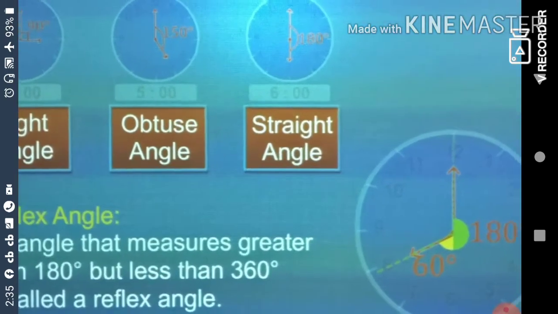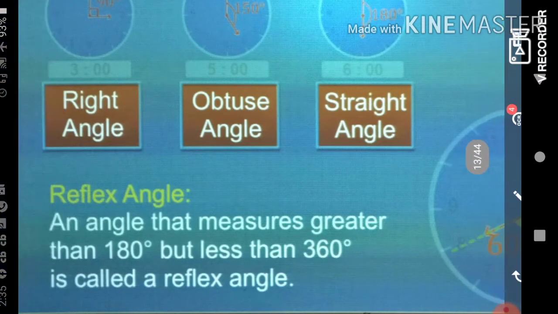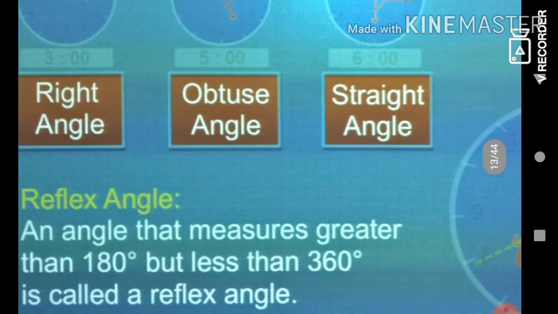Now we'll talk about a very important term, reflex angle. What is reflex angle? An angle which is greater than 180 but less than 360. For example, if I am talking about 195, which type of angle is it? It is a reflex angle, because it is more than 180 but less than 360. If I am asking about 240, it is also a reflex angle. And if I am talking about 175, that is not more than 180, that is less than 180, so it will be an obtuse angle. So don't be confused in that one.